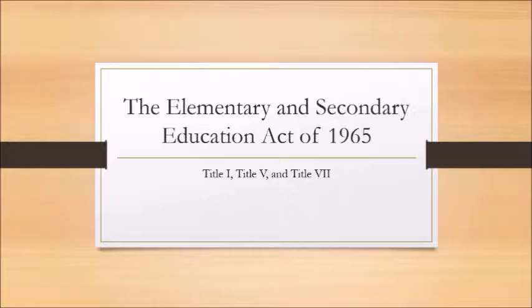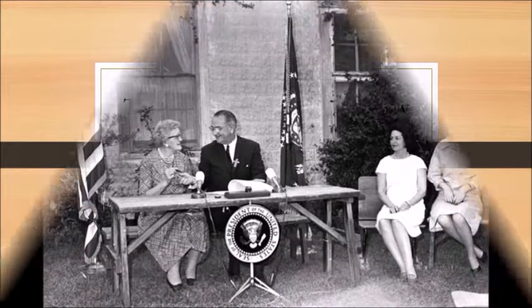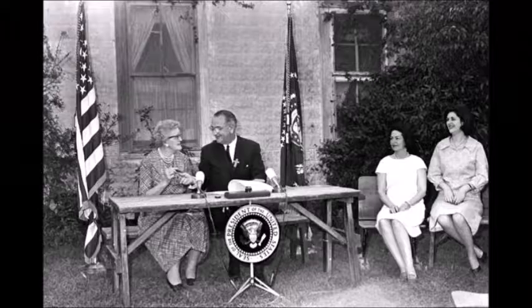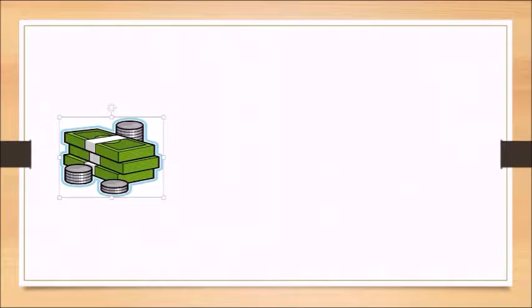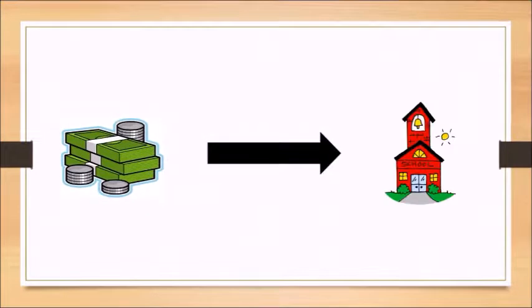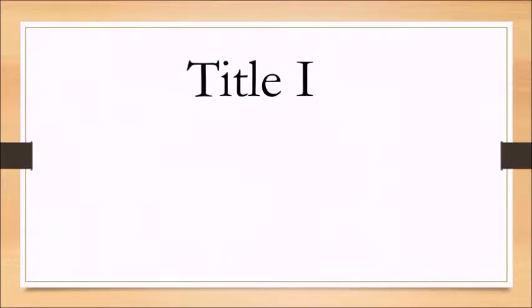There are 3 main parts of this law that I want to talk about today. They are Title I, Title V, and Title VII. But first, let me give you some background information. In 1965, Lyndon B. Johnson signed this act into law as part of his War on Poverty. He sought to allocate additional funding to low-income and underfunded areas, but I'll talk more about this in just a minute.